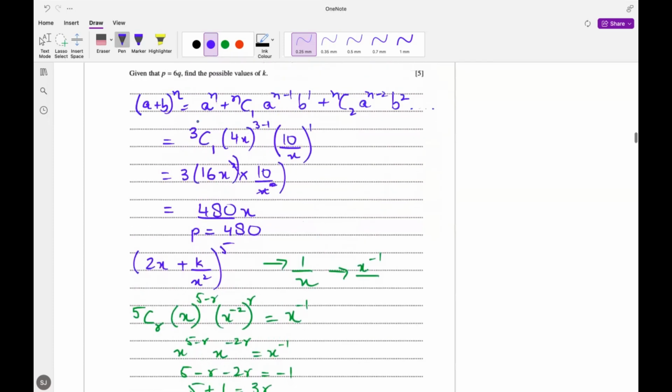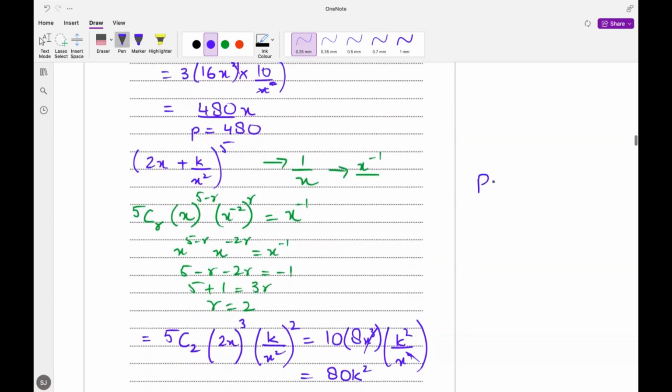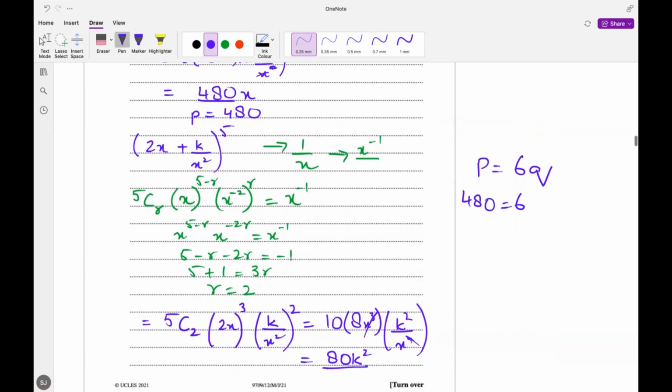In the question, it said that p is equal to 6q. The value of p was 480. So as p was equal to 6q, we'll write 480 over here is equal to 6, and this was the coefficient of 1/x, which was 80k squared. So we'll write 80k squared in place of q. To find the value of k, this will become 480 divided by 80 into 6, which is also 480 equals to k squared. So k squared will be equal to 1. Taking the square root of 1, the value of k will be 1 and minus 1.